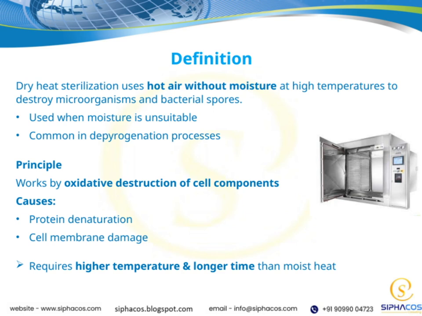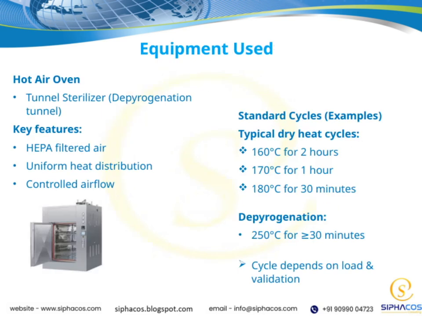It's also important to note that dry heat requires higher temperatures and longer exposure times compared to moist heat sterilization. This is because moisture helps facilitate the destruction process, so without it, we need to compensate with more intense heat and longer durations. Overall, understanding these key points helps us see how dry heat sterilization fits into our broader sterilization strategies. Let's take a look at some typical dry heat cycles used in sterilization.